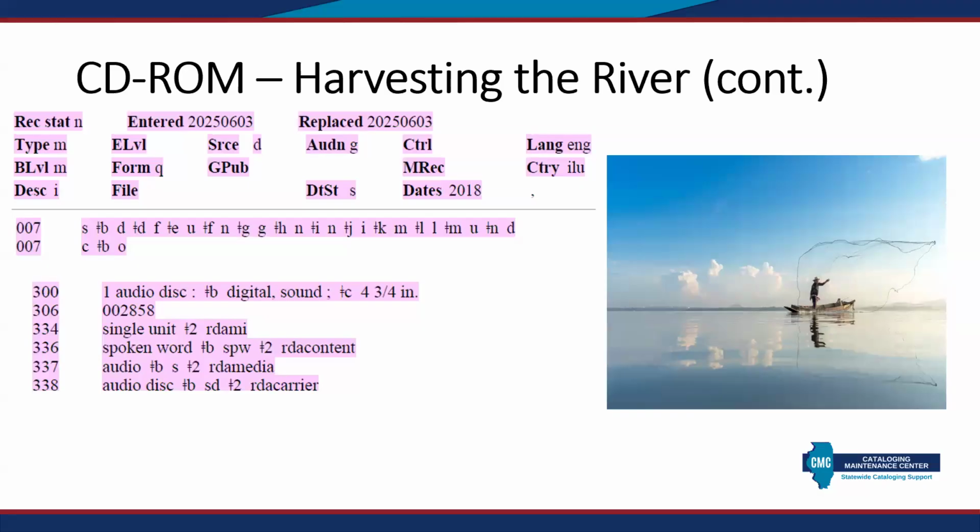Subfield F is the groove width or pitch, and compact discs do not contain grooves, so N for not applicable works best here. Subfield G, the dimensions, is G for 4 3/4 inches or 12 centimeters, the diameter of a compact disc. Subfield H, tape width, of course, is not applicable to a disc. Subfield I, tape configuration, also not applicable.